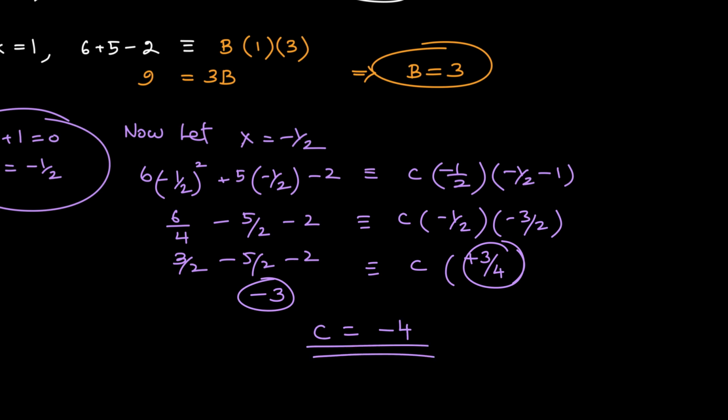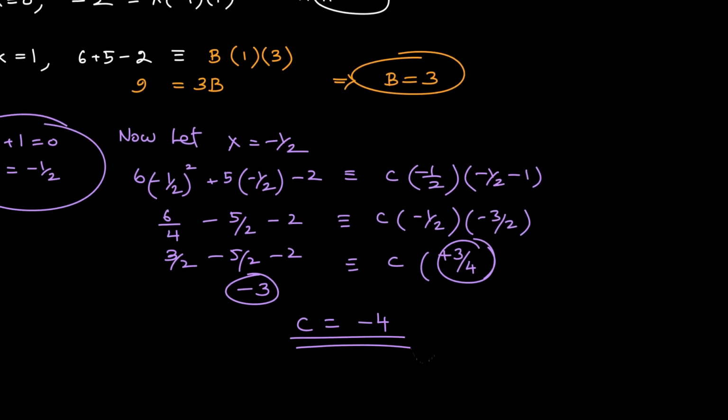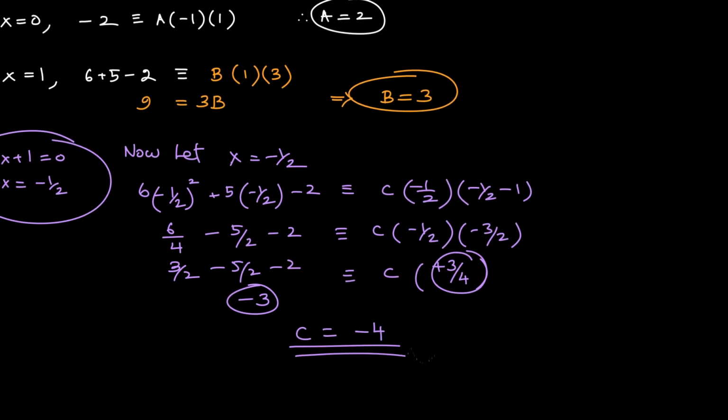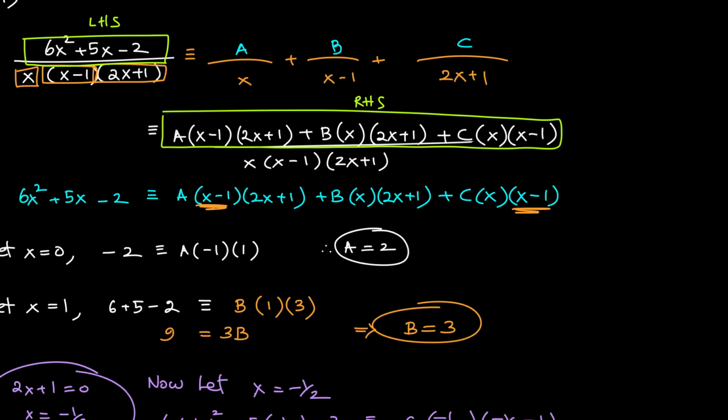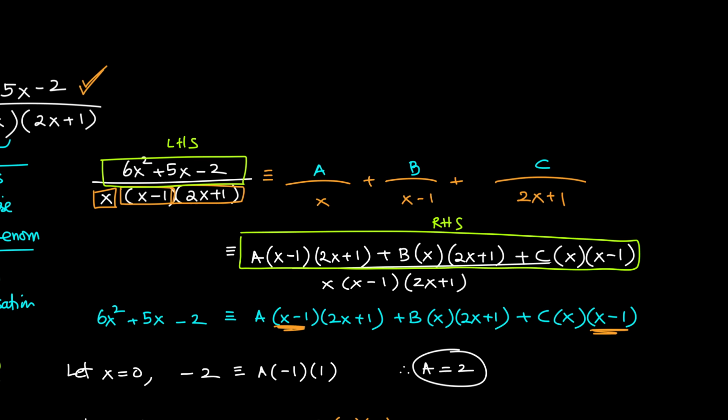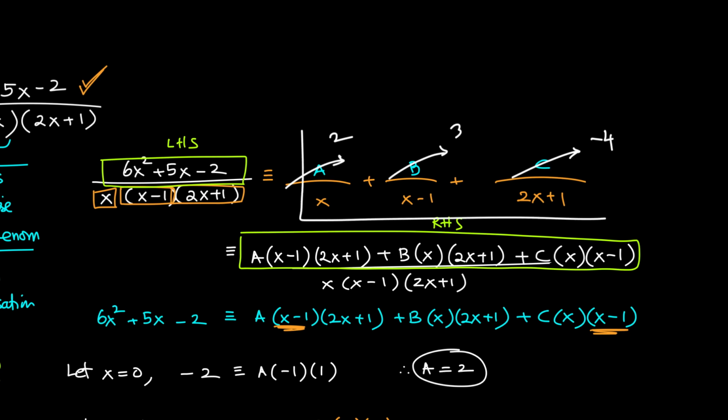And don't forget that in questions related with partial fractions, you have to write the final answer. We have a is 2, b is 3, and c is negative 4. So this is how the final answer will look, that is breaking it up into its partial fractions.